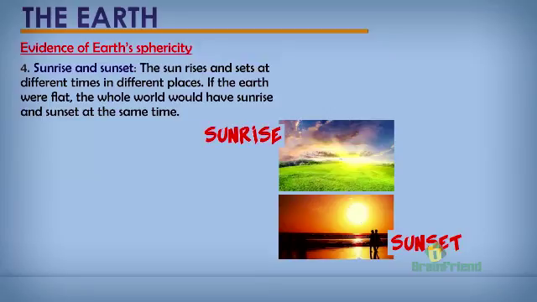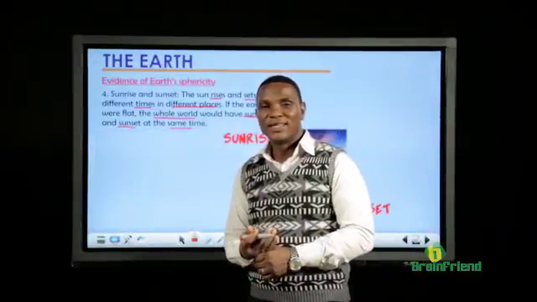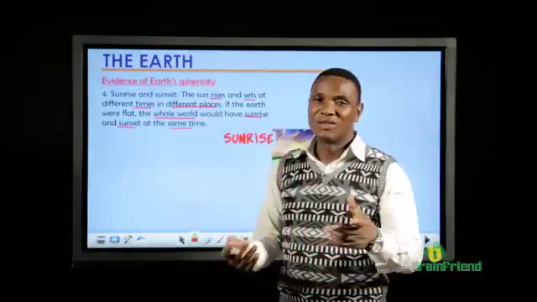Another way we can prove the sphericity of the earth is to look at the sunrise and the sunset. The sun rises and sets at different times in different places. If the earth were indeed flat, the whole world would have sunrise and sunset at the same time. That is a proof, again, that the earth is indeed round and not flat.